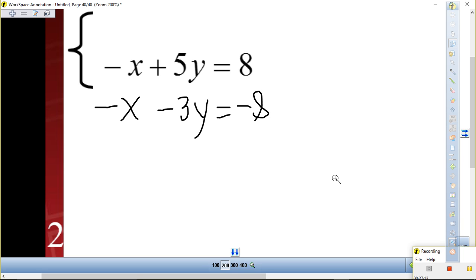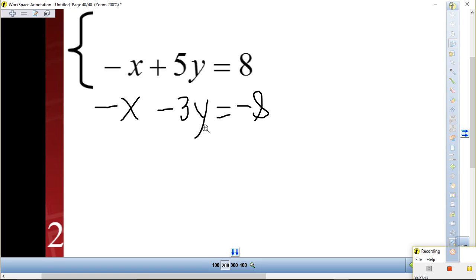Ready? Here it goes. By looking at it, we cannot eliminate anything. Right? Because if we combine these, this is negative 2x, and this is 2y. The only thing that cancels is this, but it becomes 0, but we still have two variables to solve.